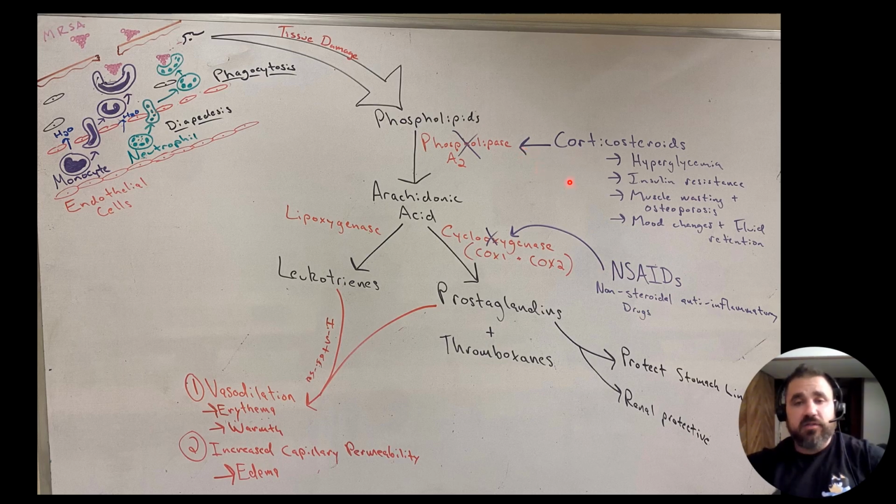And how does this work in the body? They block the enzyme phospholipase A2. You block phospholipase A2 to some degree, you're going to overall have less leukotrienes, less prostaglandins, and you're going to have less vascular changes. You're going to have less inflammation.